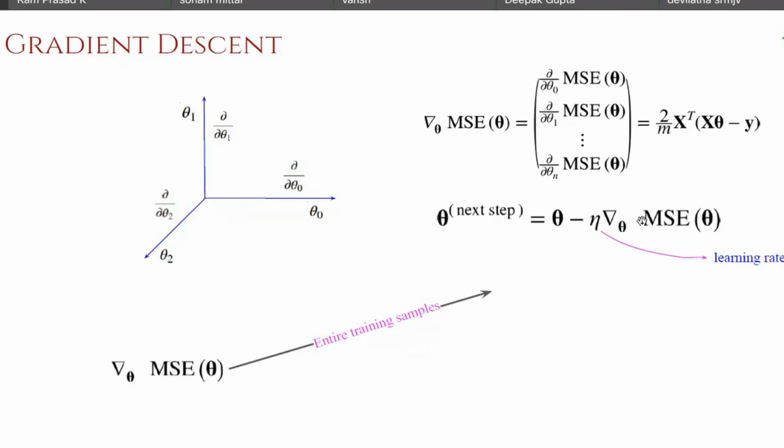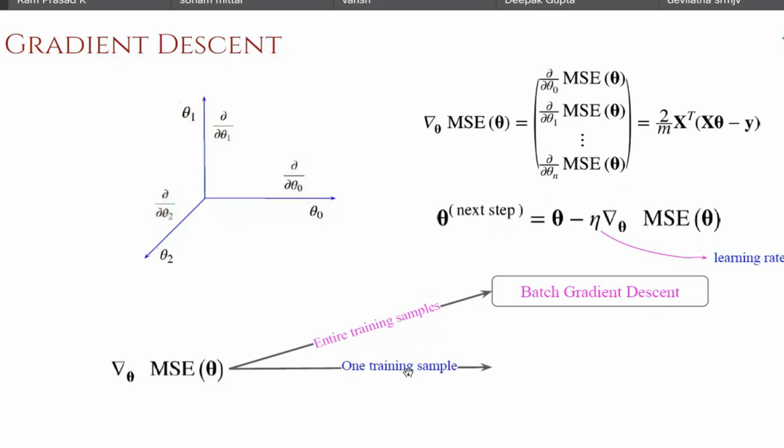If you accumulate the error of your entire training sample before you update your theta, then that is called batch gradient descent. Sometimes it is referred to as full batch gradient descent. If you use only one training sample, if you look at the error of one training sample and you immediately update the theta, then it is referred to as stochastic gradient descent.